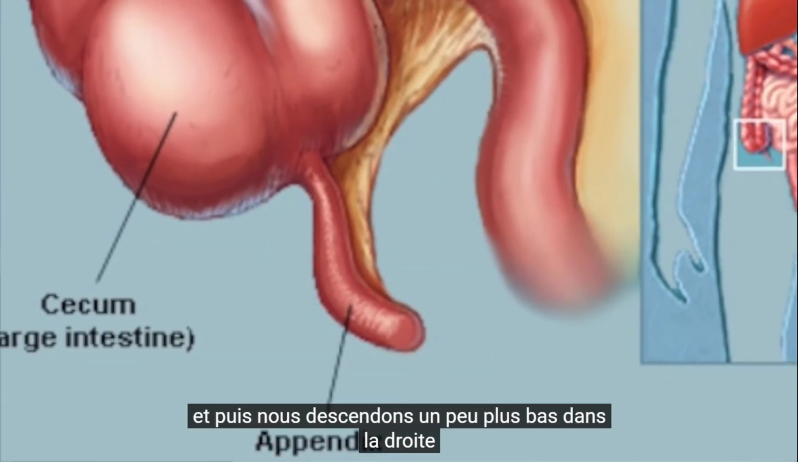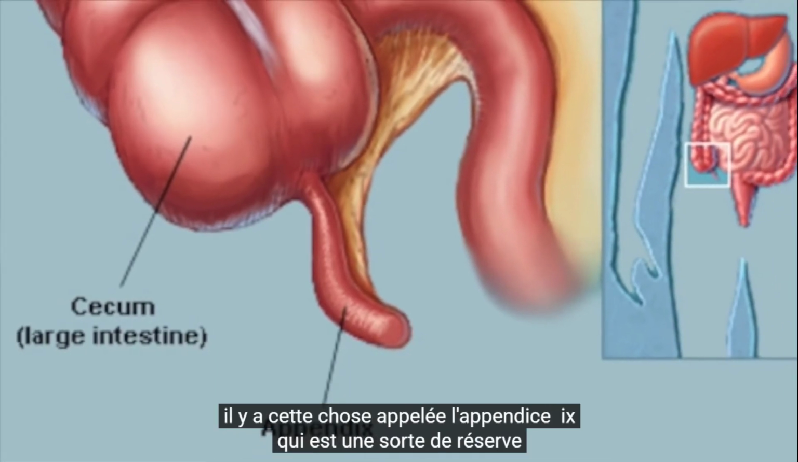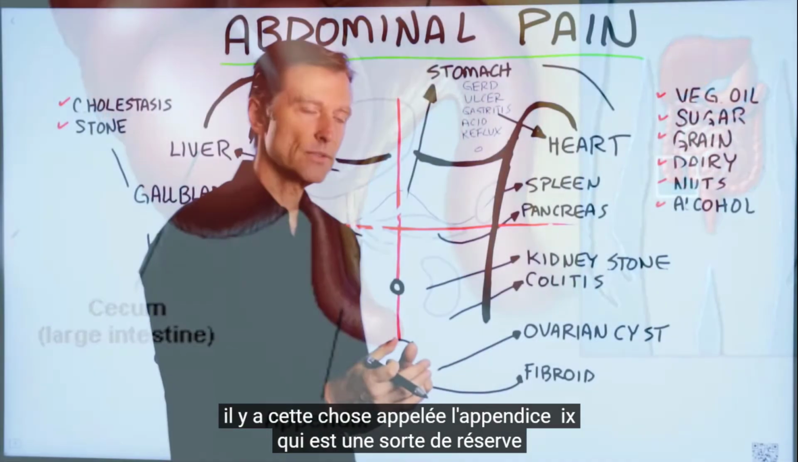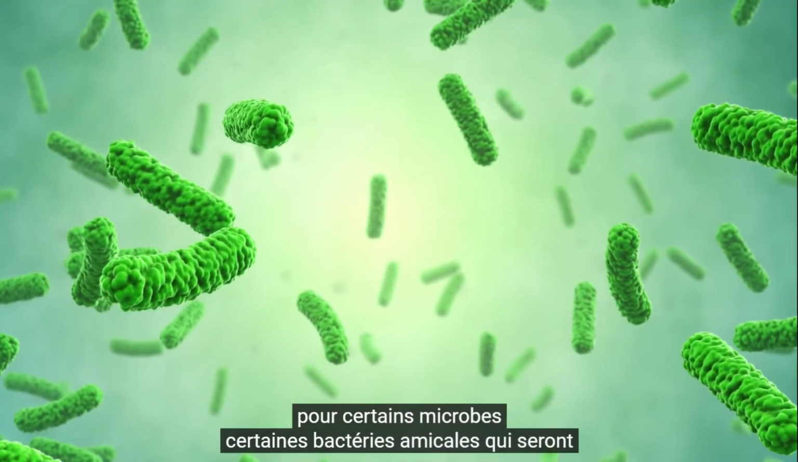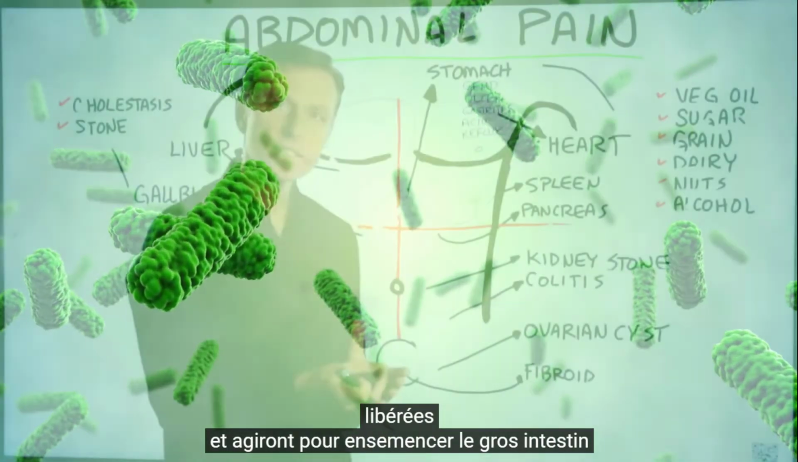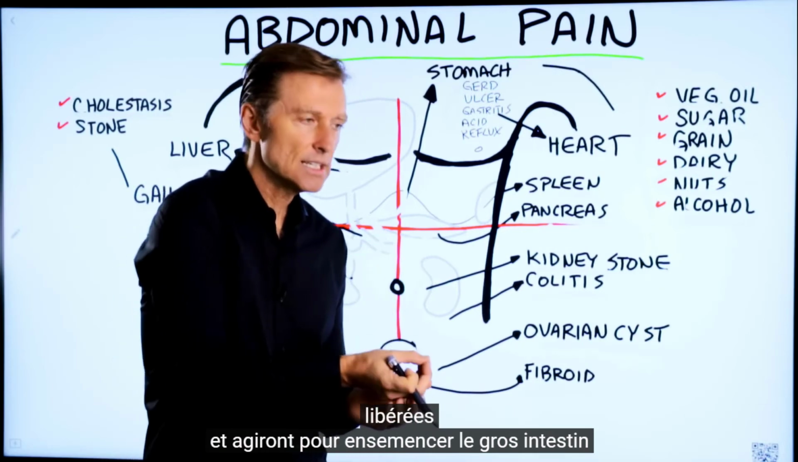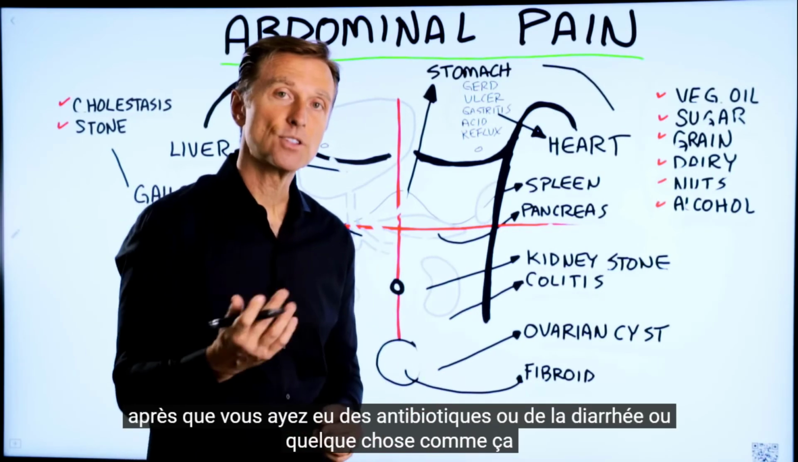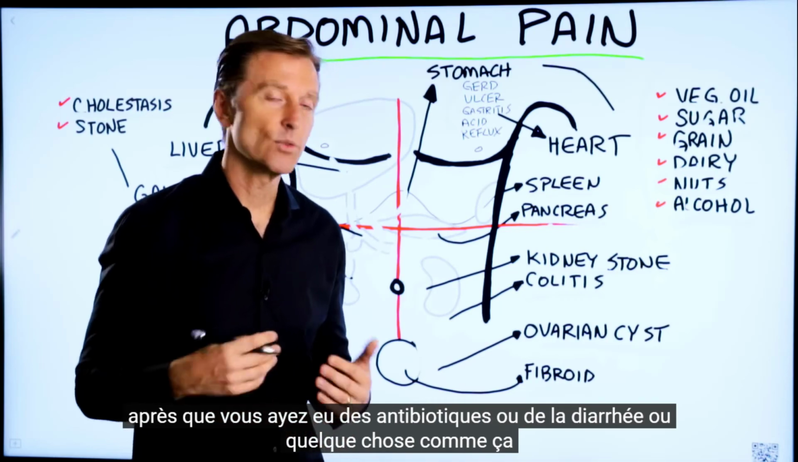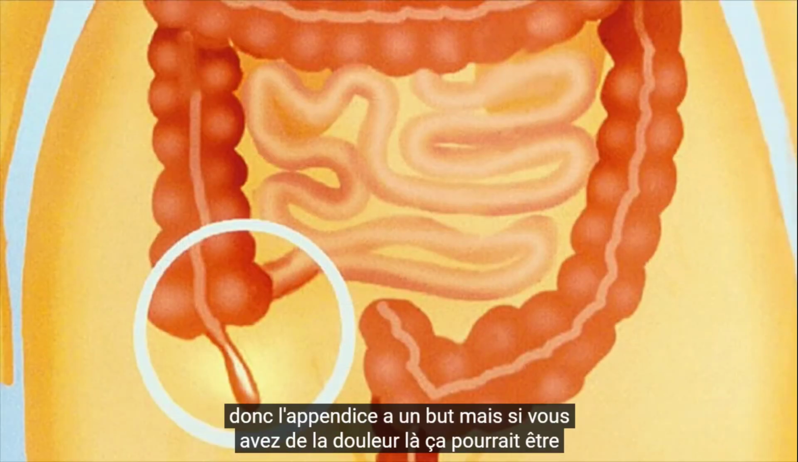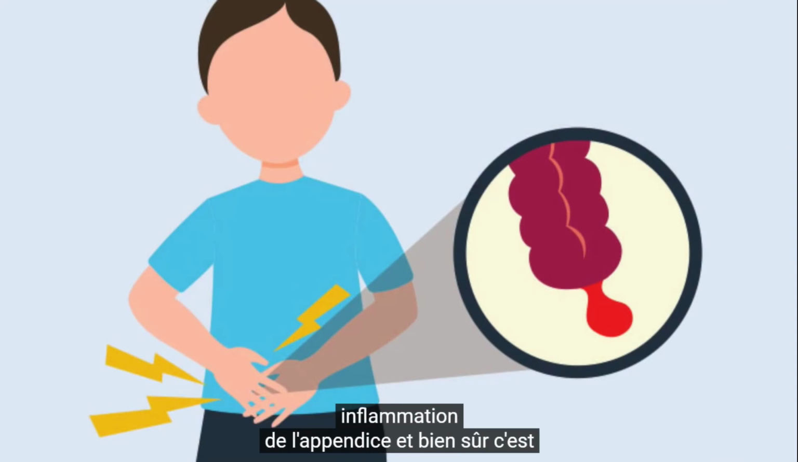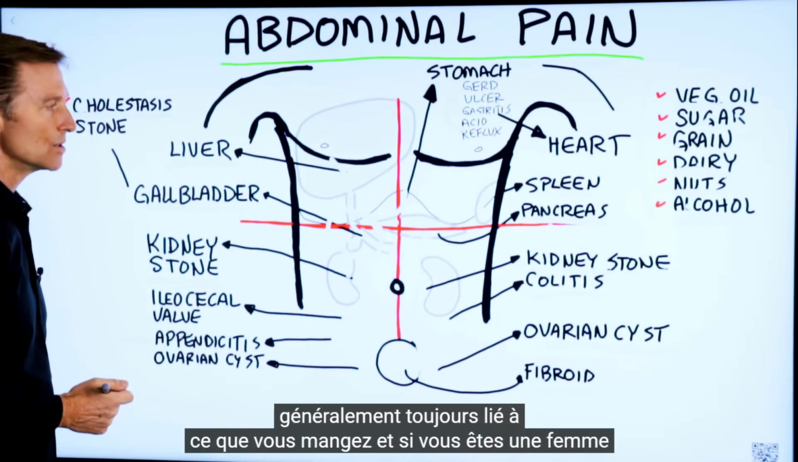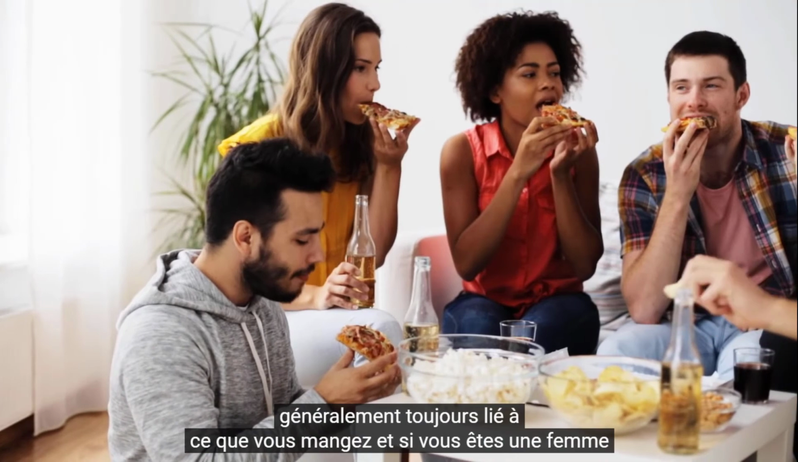And then we get a little bit lower and to the right, there's this thing called the appendix, which is kind of a reserve for certain microbes, certain friendly bacteria that will be released and act to seed the large intestine after you've had antibiotics or diarrhea or something like that. So the appendix has a purpose, but if you have pain right there, it could be inflammation of the appendix, and of course that's usually always related to what you're eating.